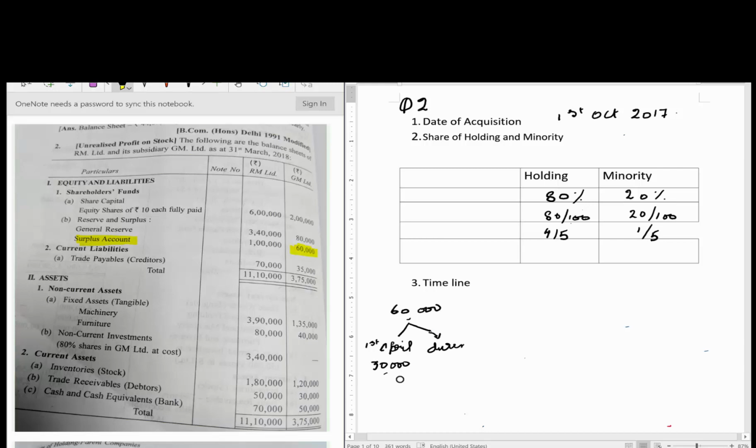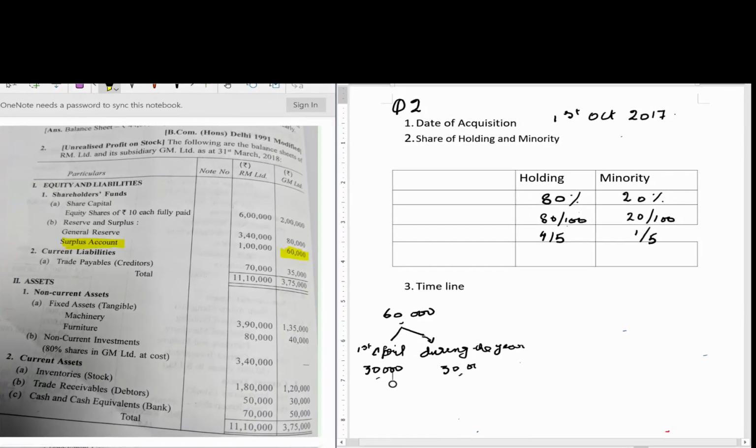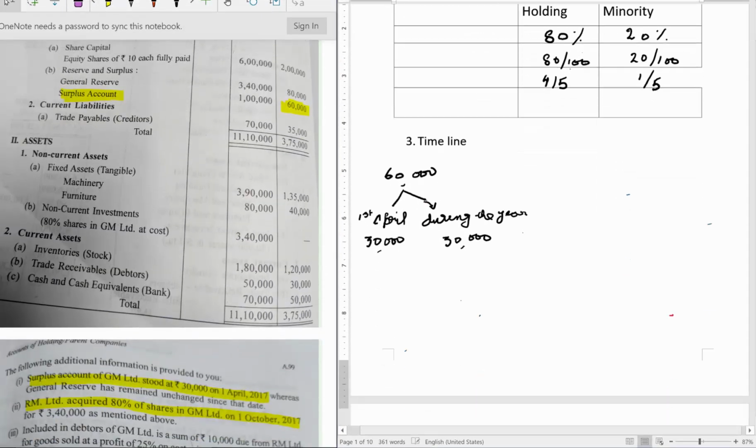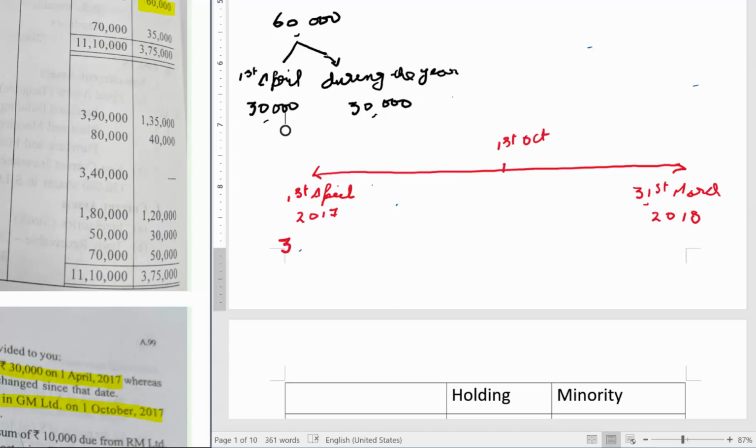If we do it on a number line, we divide the number line into two parts. First is before 1st October and after 1st October. We would write 30,000, which is pre-acquisition profit because it was obtained before 1st October, and rest of 30,000 would be divided in two parts, that is pre-acquisition and post-acquisition, as 15,000 and 15,000 each.